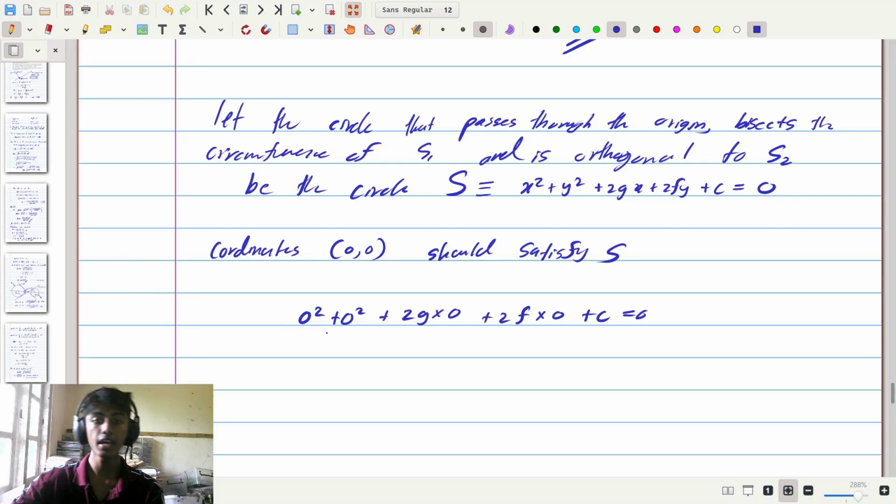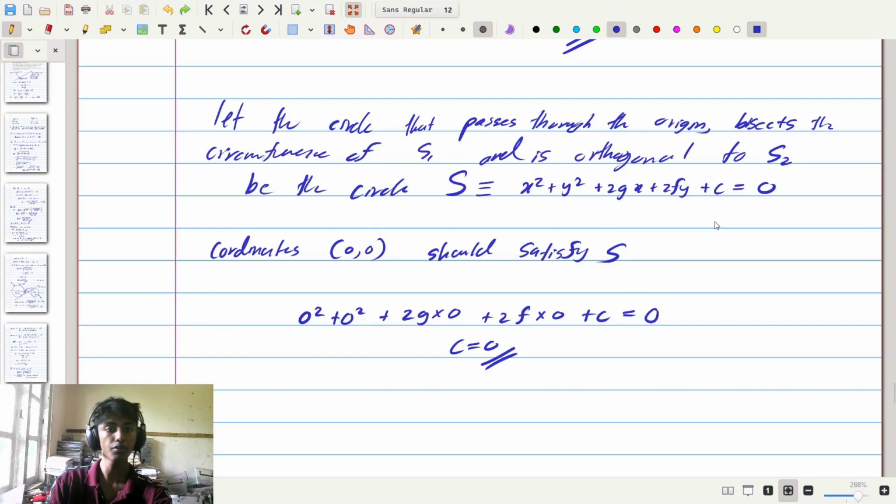And we can see everything else other than the c is already equal to 0. This is 0, this is 0, this is 0, and this is 0. So therefore, we get c equals 0. So out of the three unknowns here, f, g, and c, we have already found c. C is equal to 0. Now all we need to do is to find the values of g and f.